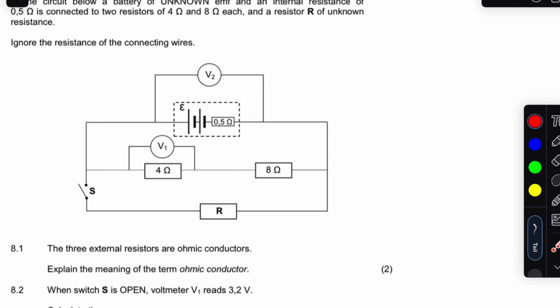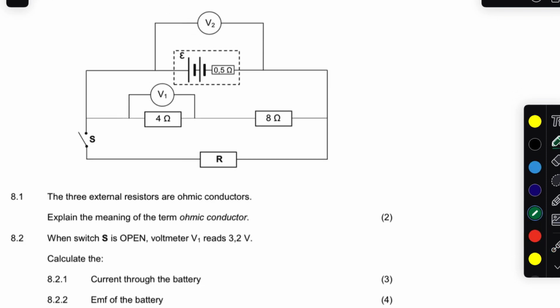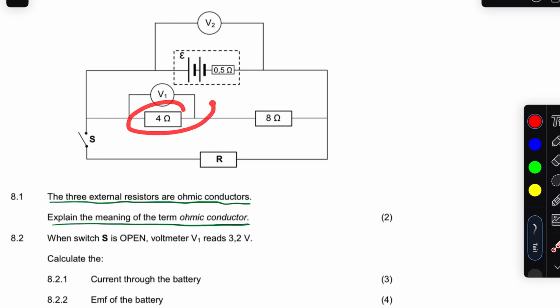Let's answer 8.1. It says the three external resistors are ohmic conductors. Explain the meaning of the term ohmic conductor. This and this are ohmic conductors. So guys, resistors that are ohmic conductors obey Ohm's law. That's as simple as that.